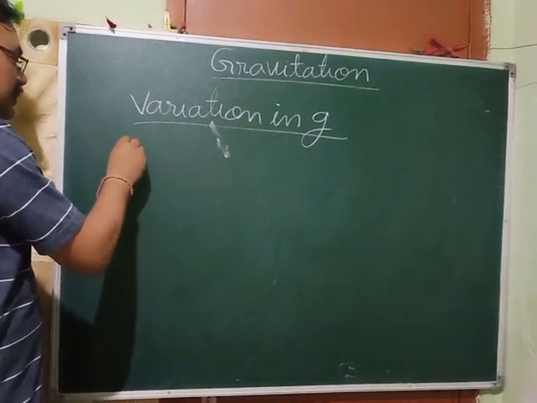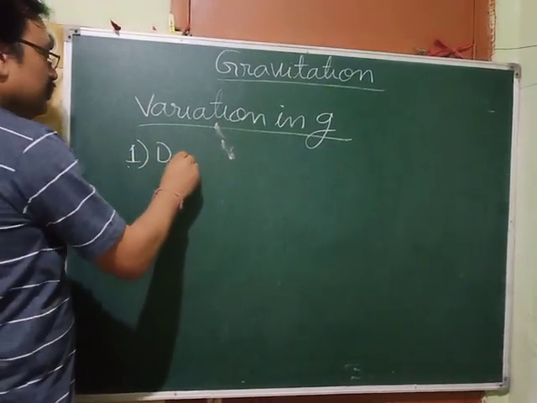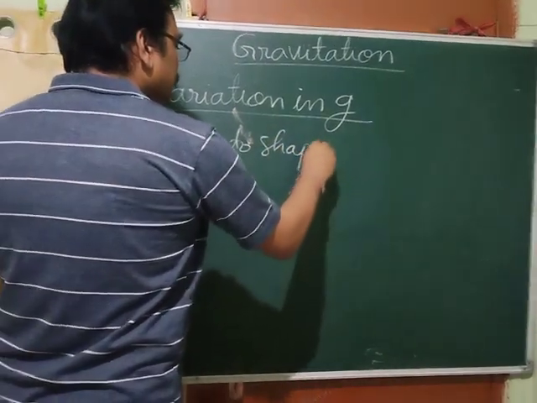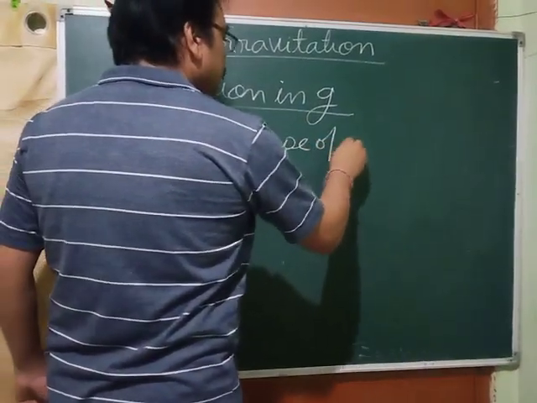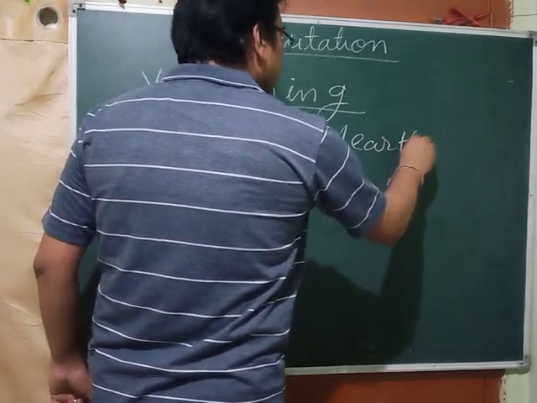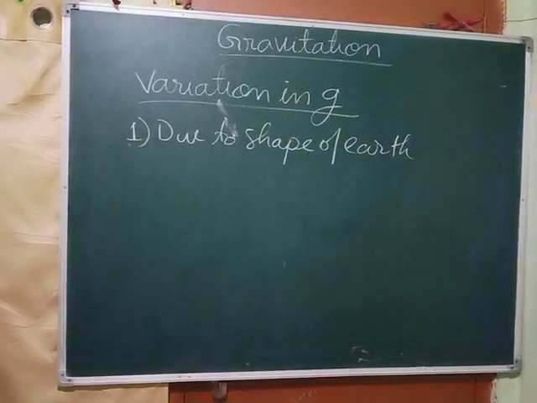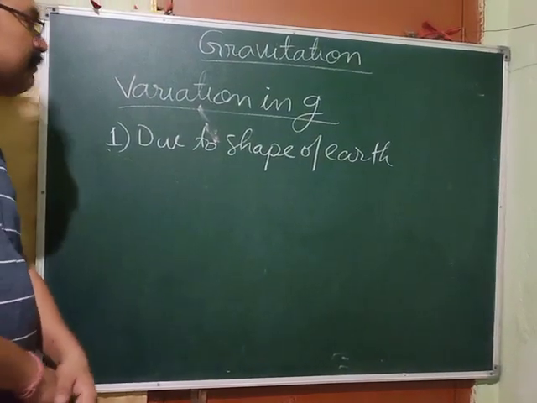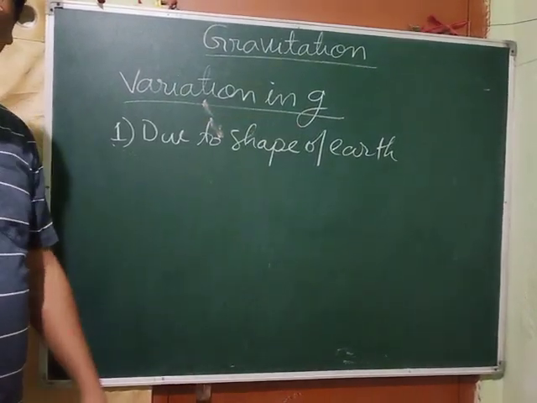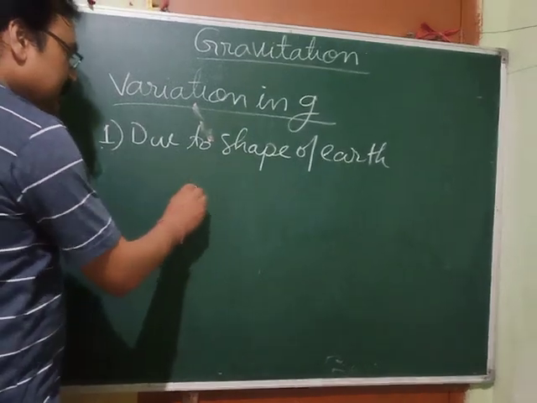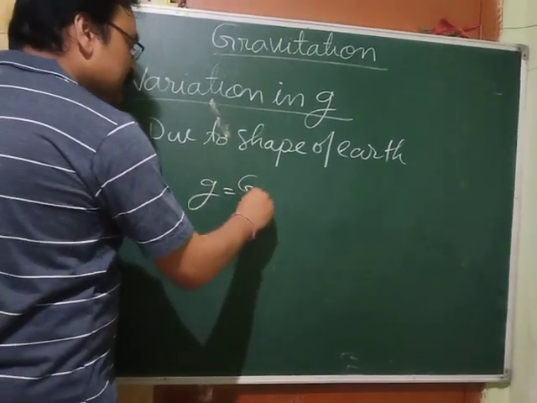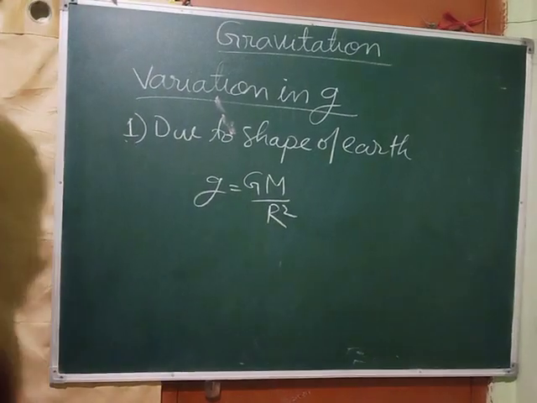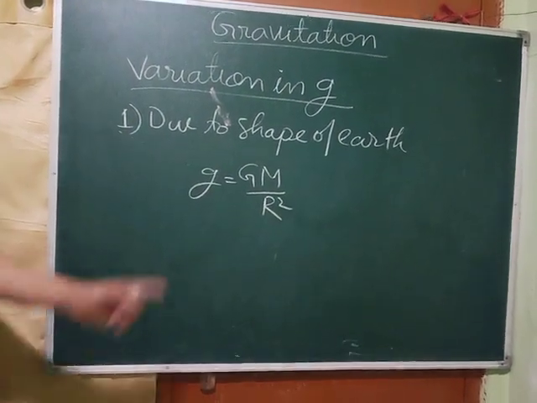The first variation is due to variation in the shape of the earth. What is the expression for g on the surface of the earth? I think you remember. g is equal to capital G, capital M upon R square. That was the expression for acceleration due to gravity on the surface of the earth.